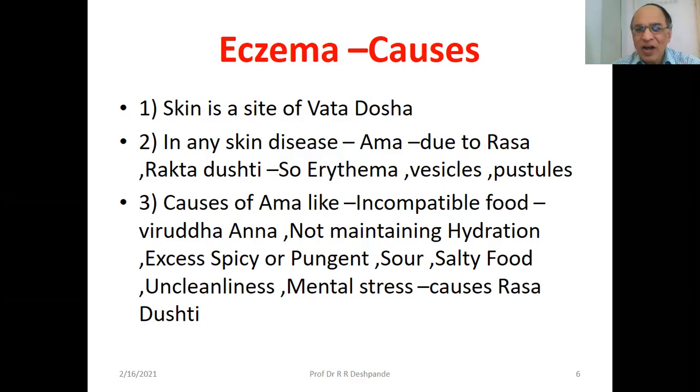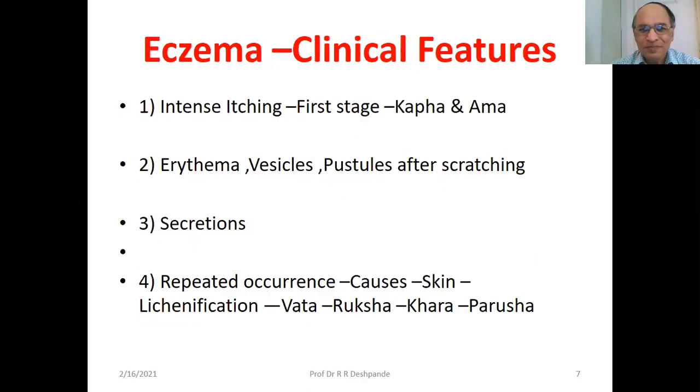The second cause of ama is not maintaining the hydration, so the skin becomes dry. Eating excessive spicy or pungent food also makes the dryness of the skin. Sour and salty food, unhealthy blood: so pungent, sour and salty makes the blood impure. Uncleanliness, and most important for the Rasavaha srotas, mental stress can damage your Rasadhatu.